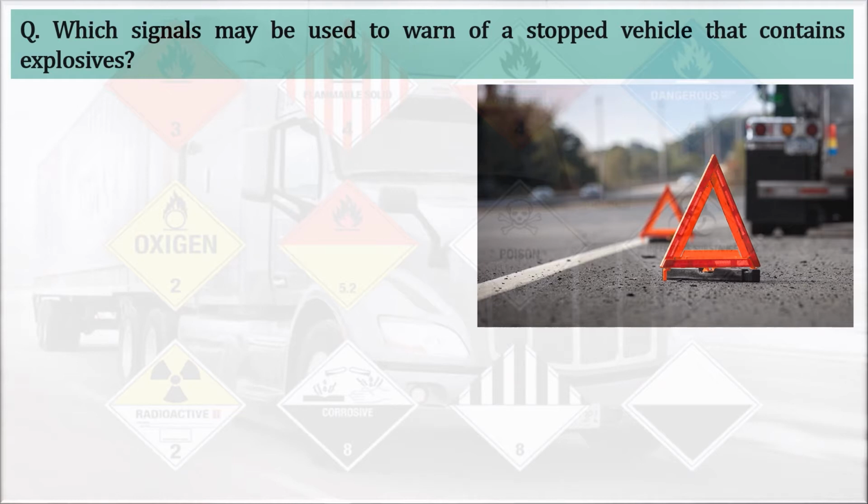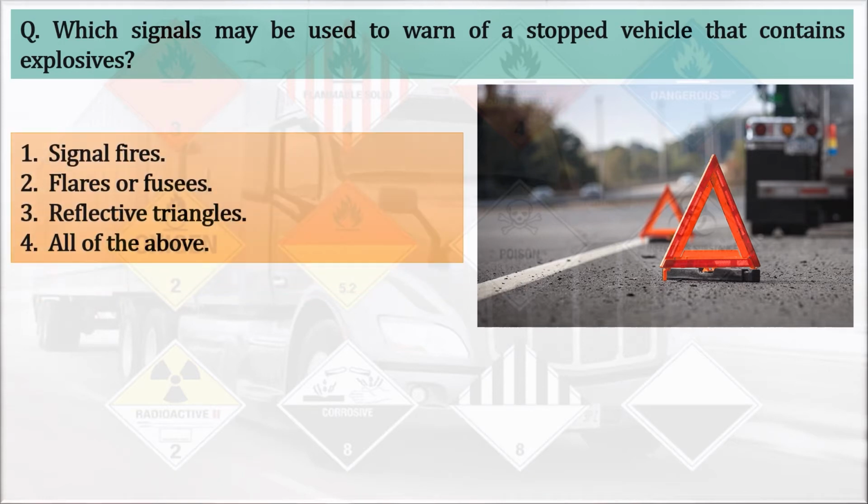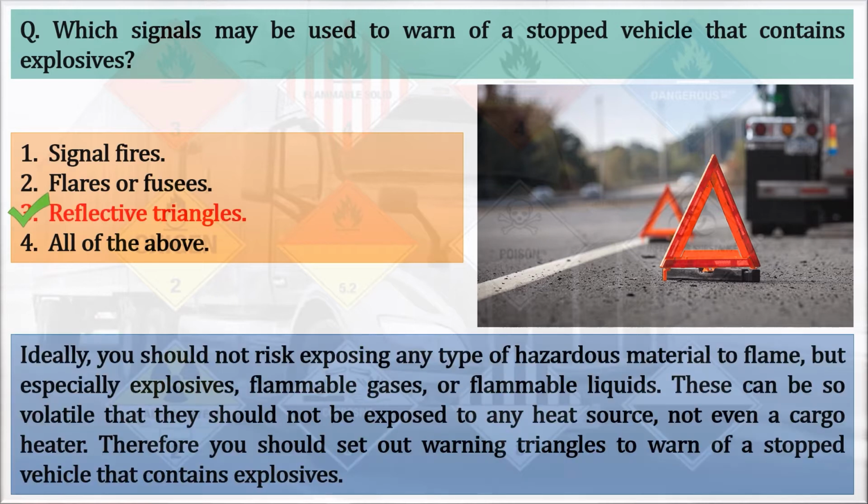Question: which signals may be used to warn of a stopped vehicle that contains explosives? Option number 1, signal fires. Option number 2, flares or fusees. Option number 3, reflective triangles. Option number 4, all of the above. The answer is option number 3, reflective triangles.